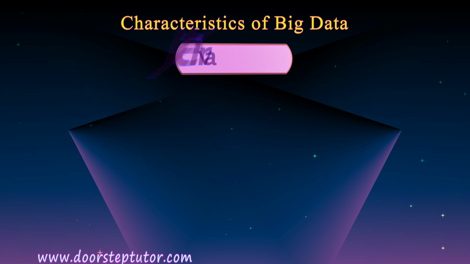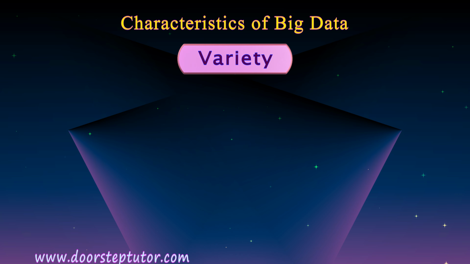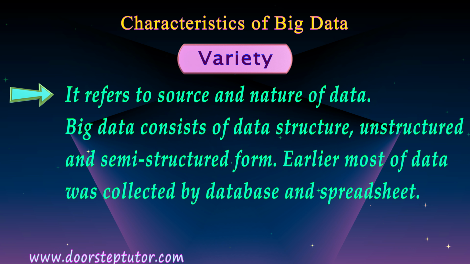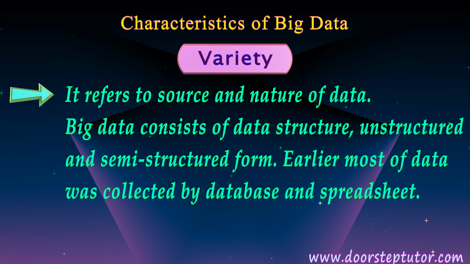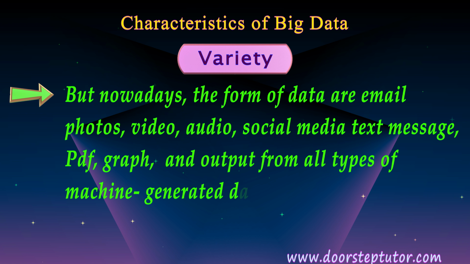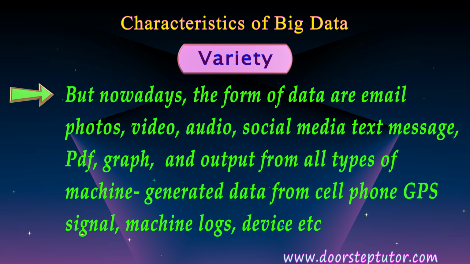So this is about the volume. Next is variety. Variety means the source and nature of data. It means where we are getting the data from, and whether it is structured, semi-structured or unorganized. All these things really matter, because sometimes the data is in the form of photos, videos, text. So all of these things must be well arranged and organized.